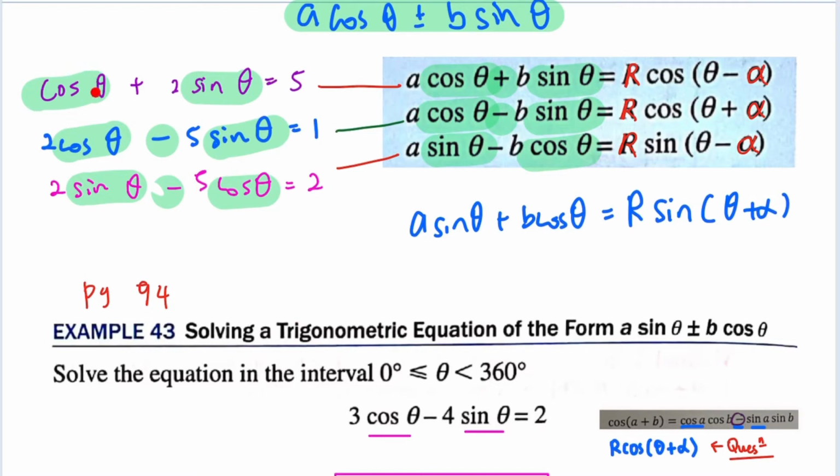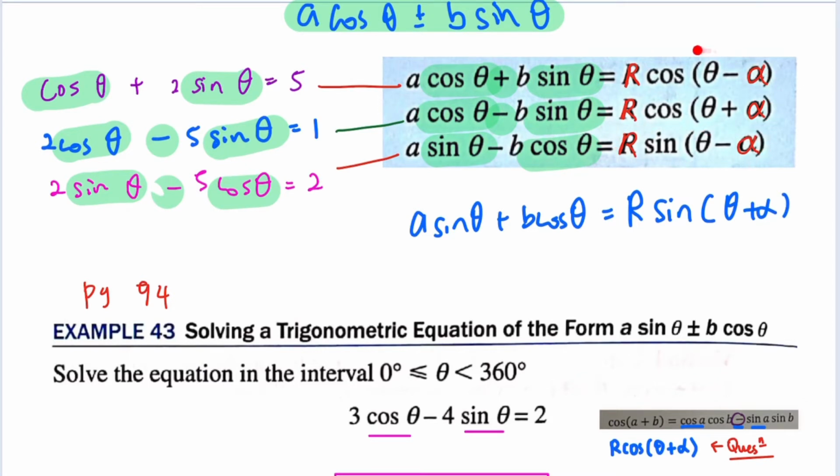In this case, this is the case of cos plus sine. So let's focus. This is cos plus sine. So we will use the formula of the first one. Okay. For the second one, this is cos minus sine. So we'll substitute our left-hand side with this one. And the next case is sine minus cos, so we substitute this case with r sine theta minus alpha.